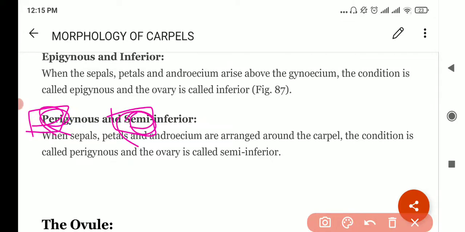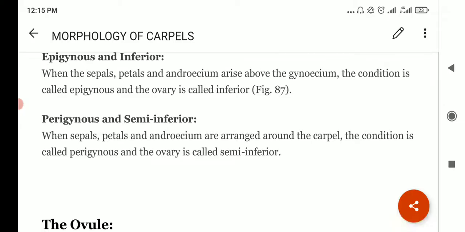Miss Emmy, Miss Emika, I'm Miss Emmy, no? Or you can change my name into Miss Erica. Emika, Erica. So it's in between. When the sepal, petals and androecium are arranged around the carpel and it's neither superior nor inferior to the other, they are known as semi-inferior.